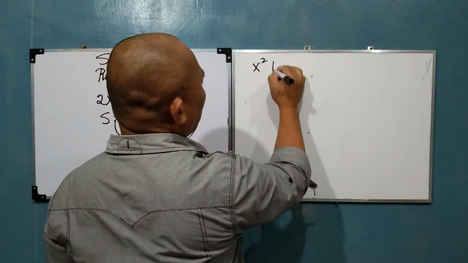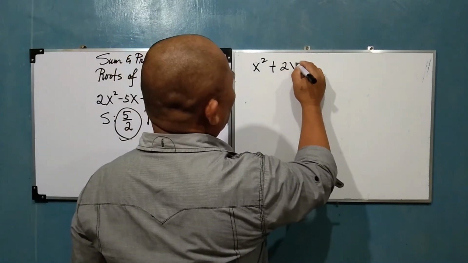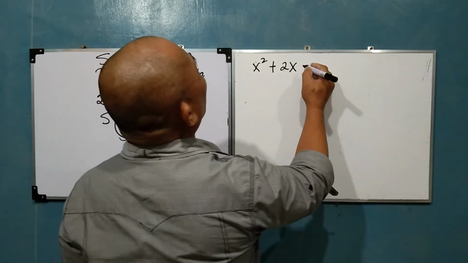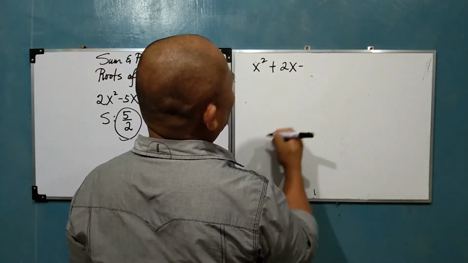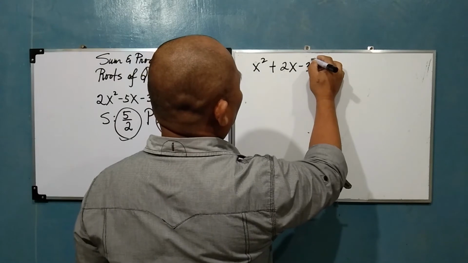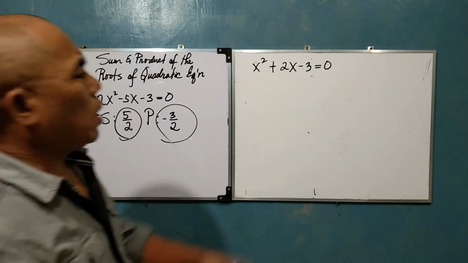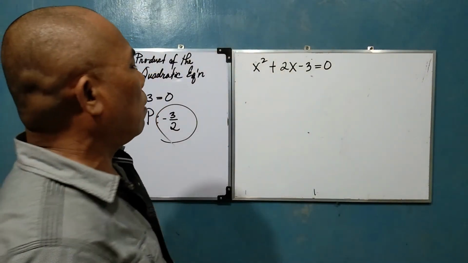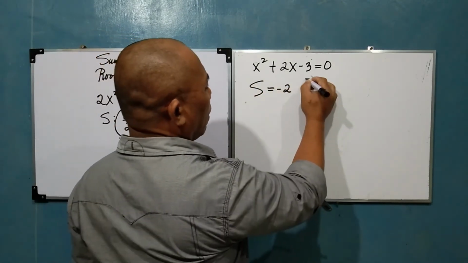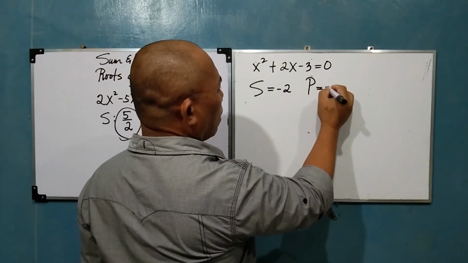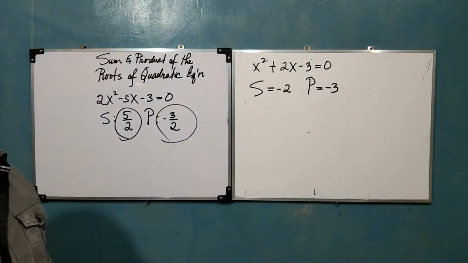X squared plus 2x minus, let's say 3, equals 0. Just given this quadratic equation, I can tell that the sum is equal to negative 2 and the product is equal to negative 3. Okay?